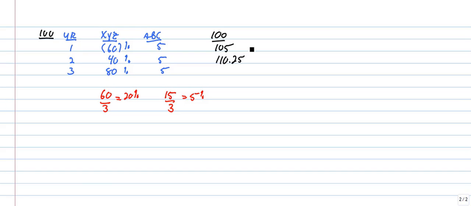And then you earn 5% again. It's actually 115.7625. So $100 would have grown to almost 116. On XYZ, you lost 60% the first year. So if you had $100 invested and you lost 60%, at the end of the first year, you've got $40.